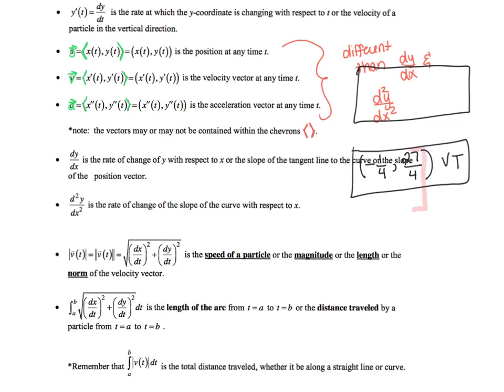dy dx is the rate of change of y with respect to x, or the slope of the tangent line to the curve, or the slope of the position vector. The second derivative with respect to x is the rate of change of the slope of the curve with respect to x. That is different than taking derivatives with respect to t, which is what you're doing when you're finding those velocity and acceleration vectors from the position vector.